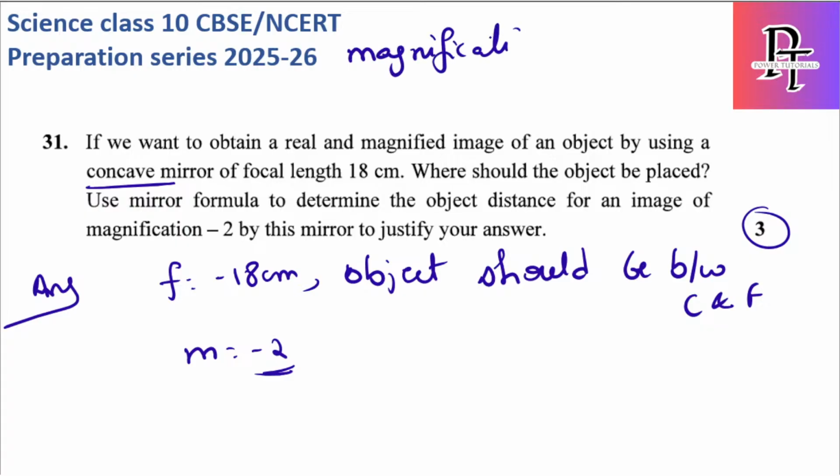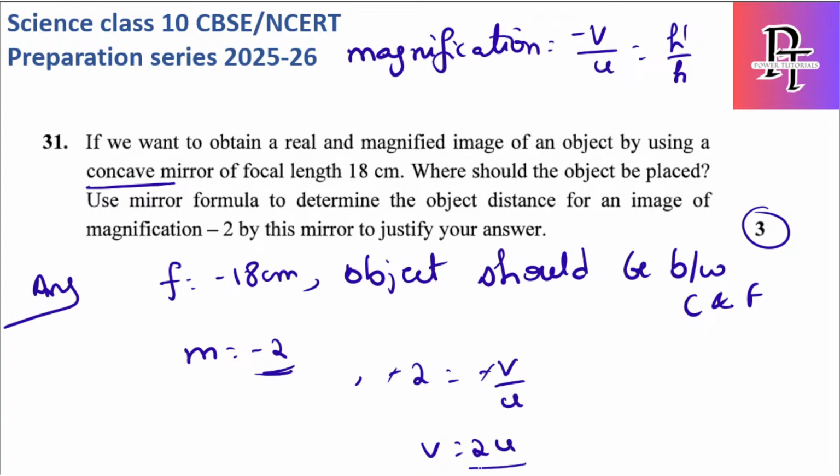Magnification formula for mirrors is minus v by u, and it can also be written as h dash by h, where h dash is the height of the image created and h is the height of the object. Here they provided -2, so -2 is equal to minus v by u, the minus signs cancel, and we get the v value as 2u.